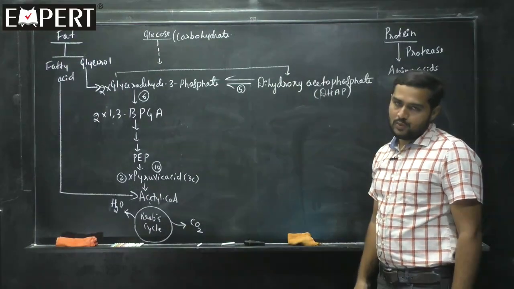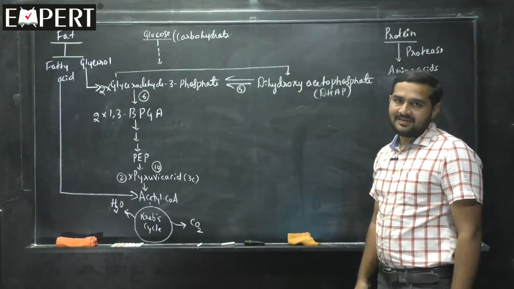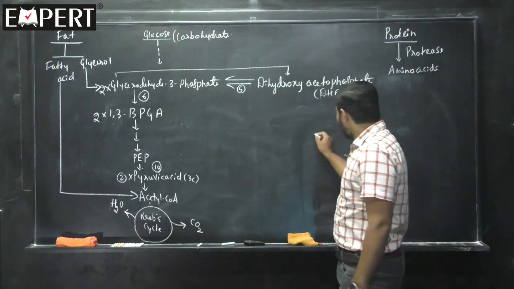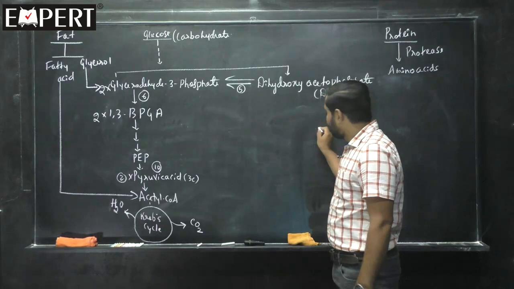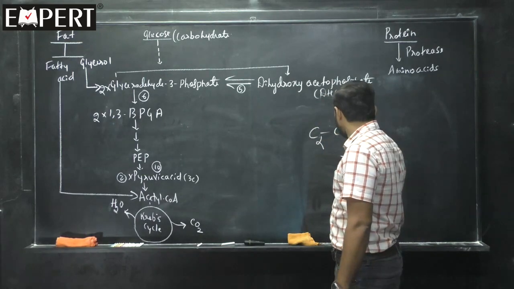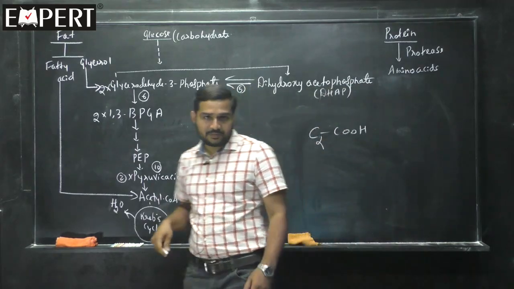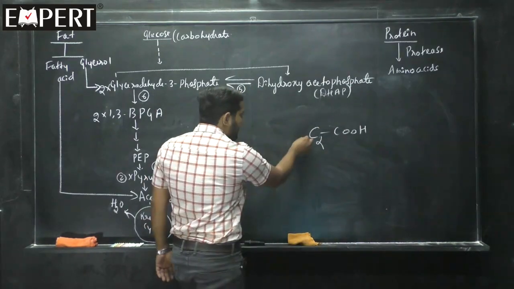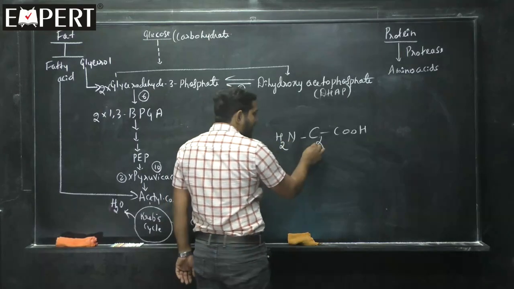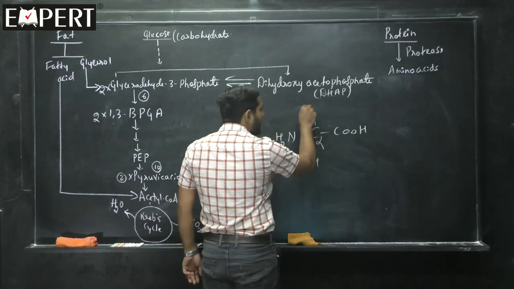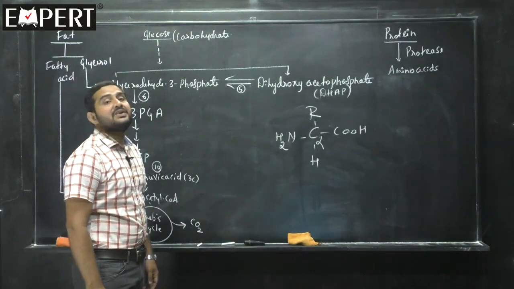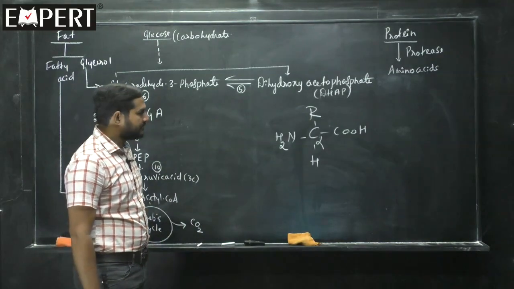Answer is no. Listen carefully. Now, a first step has to occur. I am drawing here to give an idea to you. Alpha carbon, COOH, carboxylic group, NH2 group, amino group, hydrogen here, R group here. I have written the general formula of an amino acid.